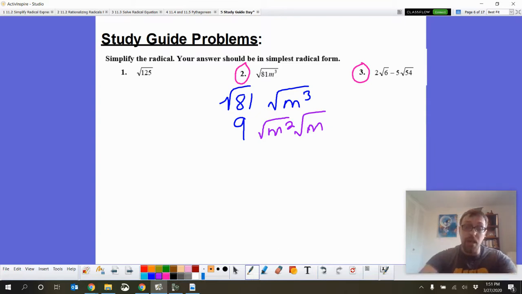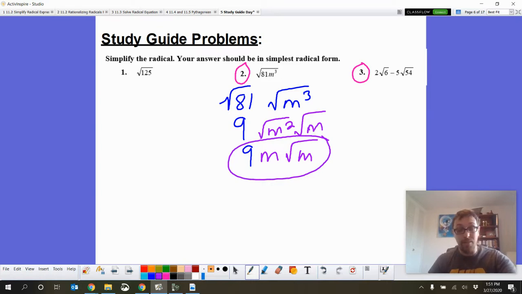That way we can cut the exponent on m in half and make it just regular m. The 9 is going to stay a 9. And for politeness and for correctness, we are always going to put our radical at the very end of our problem.